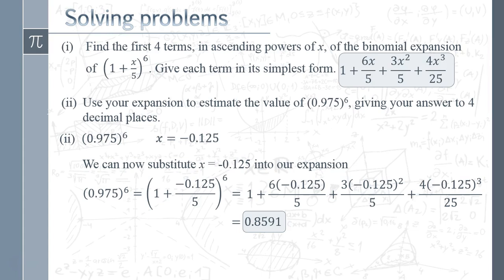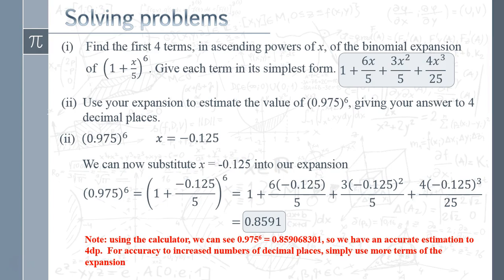And you notice you can always check that you've got these right, because you have got a calculator in the exam, so you can just do 0.975 to the power 6. And as you see, it turns out to be 0.859068301. And so what we've got there is a correct value from our expansion that's correct to 4 decimal places. And if you wanted it more accurate to more decimal places, all you would have to do would be to increase the number of terms from your expansion that you'd use.